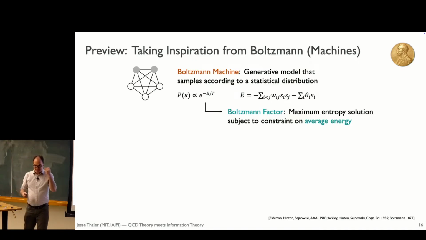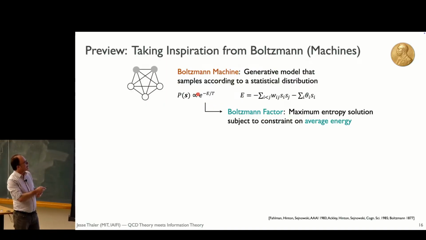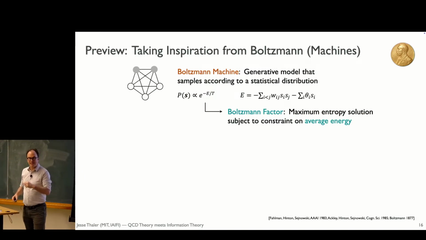So we're going to take an inspiration from this idea of encoding information about a system in terms of its energy. Just to remind you, where does this Boltzmann factor, e to the minus E over T, come from? This comes from maximizing entropy subject to a constraint on the average energy. I'll go through this derivation in detail in a couple of slides.